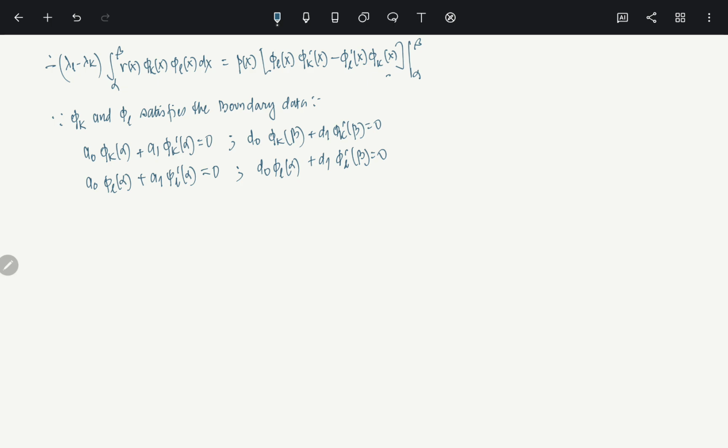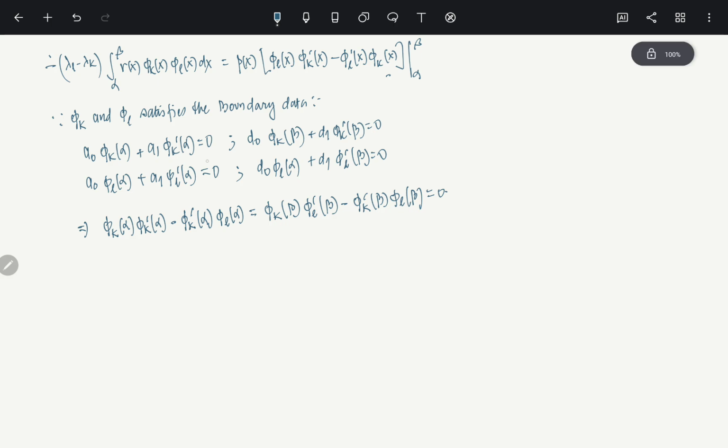Now you see, from these two conditions we have that phi k of alpha times phi l prime of alpha minus phi k prime of alpha times phi l of alpha is equal to phi k of beta times phi l prime of beta minus phi k prime of beta times phi l of beta, and this is 0, right? This is what we are going to get. Why are we going to get this? Can you understand what is happening here? See, the boundary data is satisfied, right?